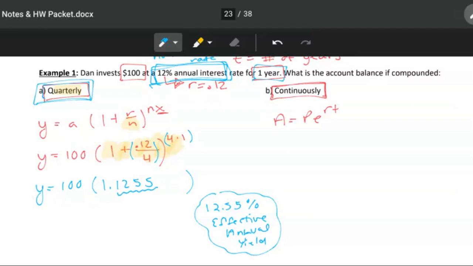But if we want to know what the account balance is, we have to finish the problem and actually multiply those out. 100 times 1.1255.